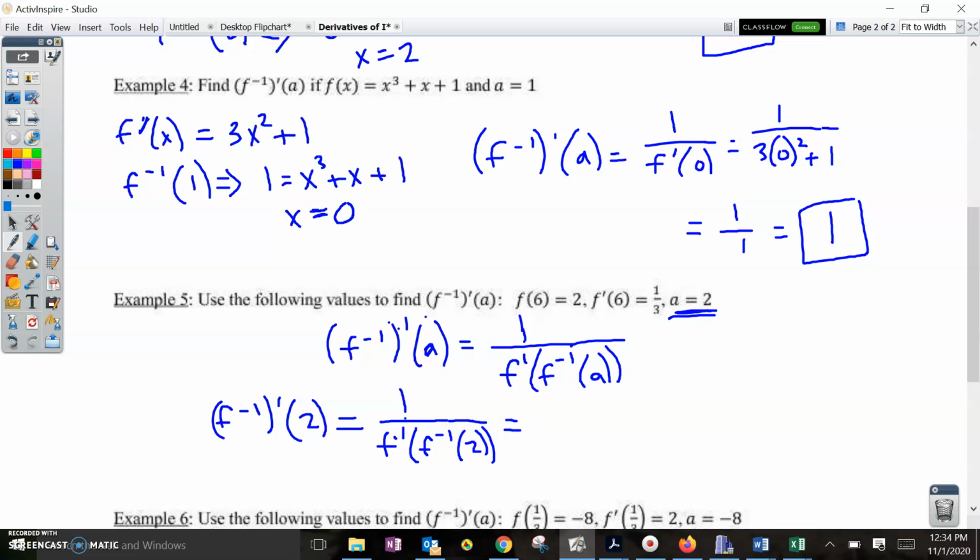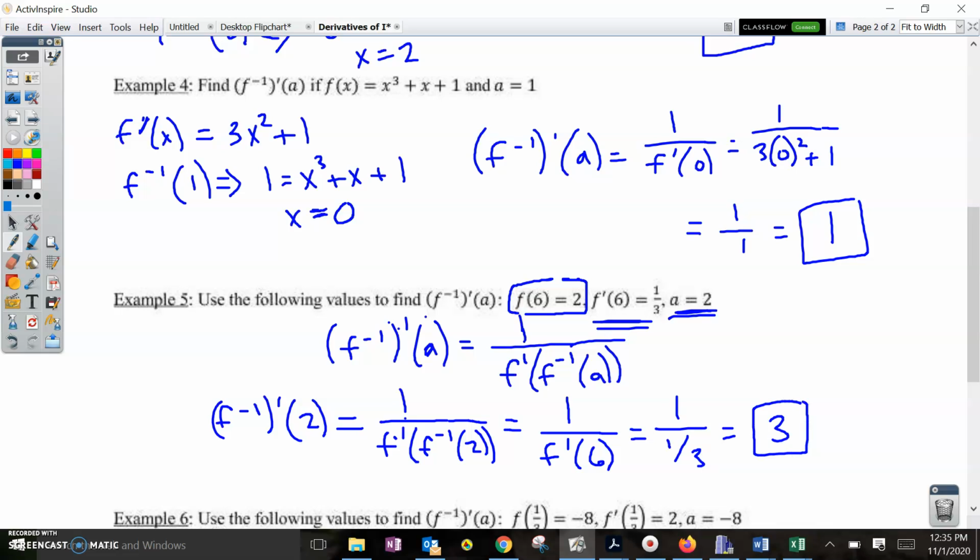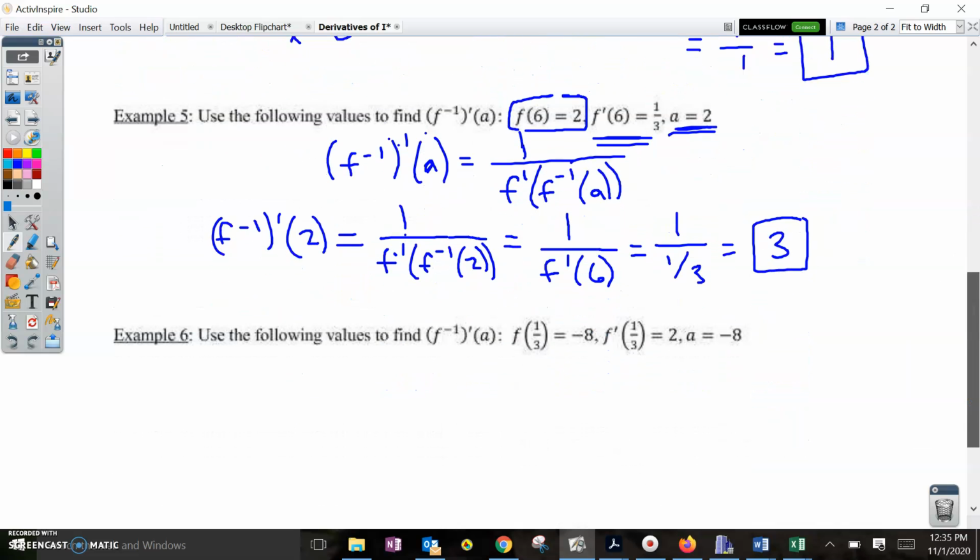And now, since I know that f of 6 is equal to 2, that tells me that f inverse of 2 is 6. So the value of this derivative is going to be 1 over f prime of 6. And we're told right here that f prime of 6 is equal to 1/3. And we can go ahead and calculate the value of f inverse prime of 2 that way. So this opens up the opportunity for us to find derivatives of inverses based off of tables of information that we might have about a function, just in case we encounter anything like that.